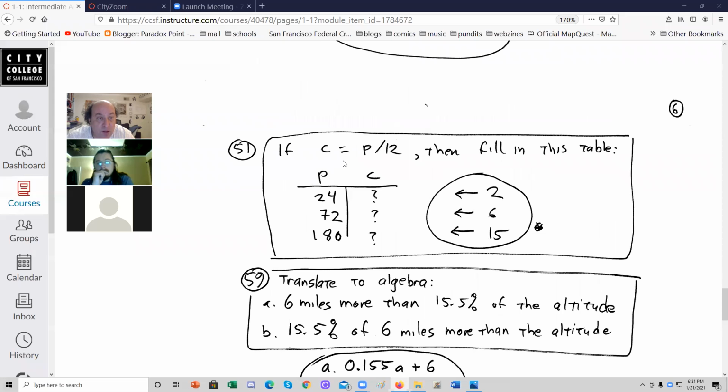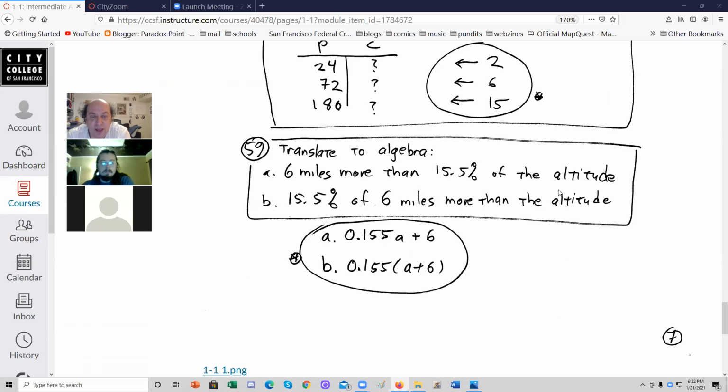Here we will be doing table filling. We'll be given an equation, C equals P over 12. And for various values of P, what is C? So if P is 24, C is 24 over 12, which is 2. If P is 72, C is 72 over 12, which is 6. If P is 180, then P over 12, C is 15. And we'll be doing a lot of table filling later on when we do graphing, as you start with an equation, make a table from it, and from the table, make a graph.